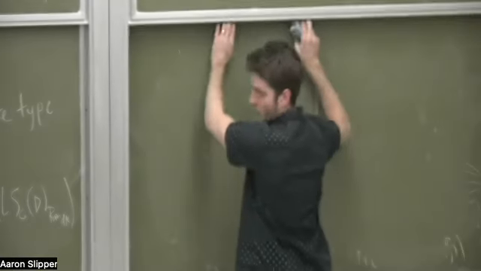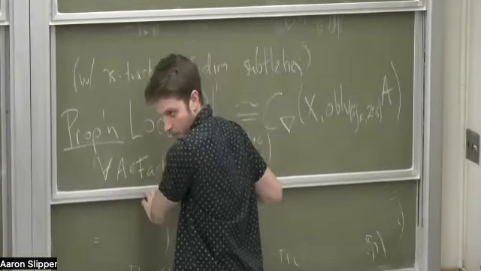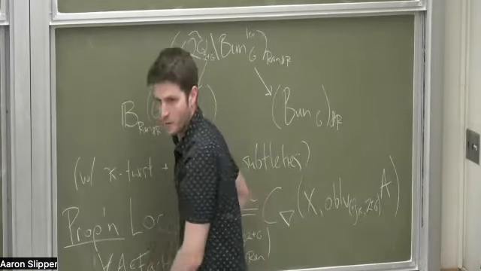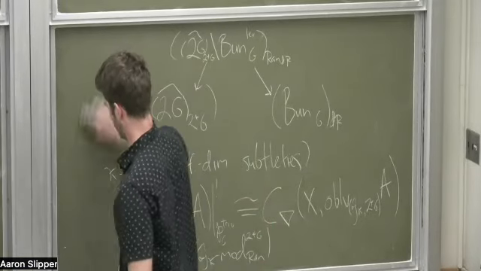So this will allow us to talk about factorization algebras with a compatible G action. I think physicists call this gauge symmetry.